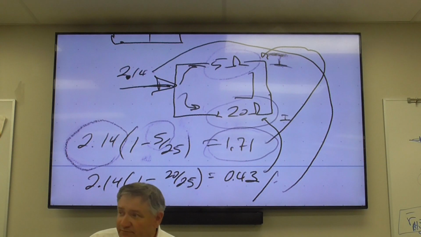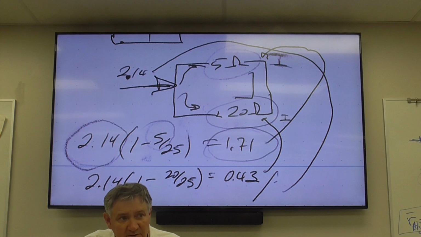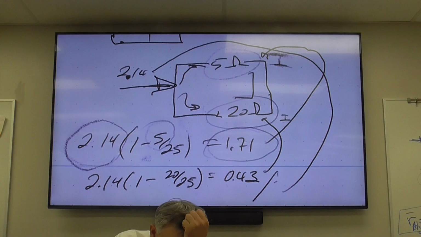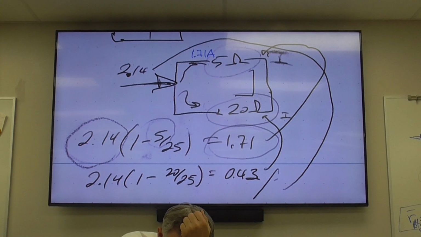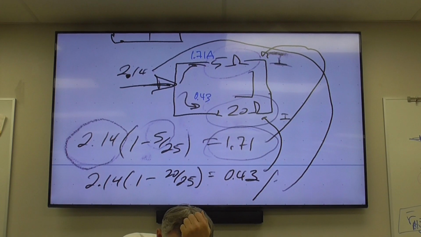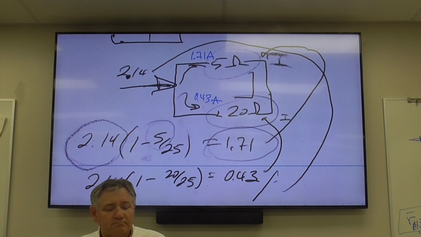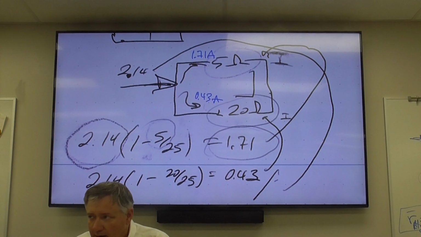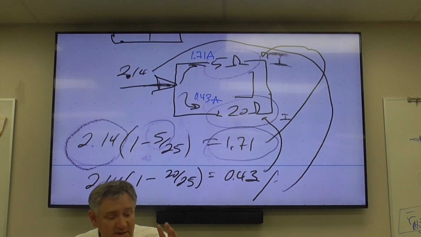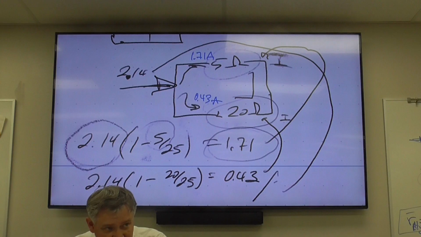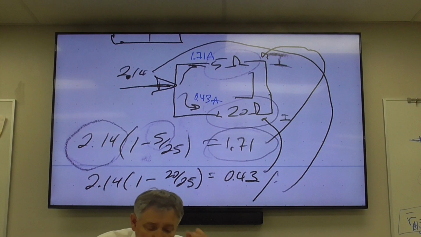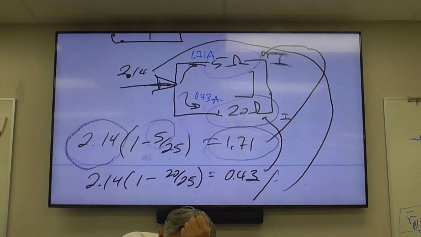Now, we still haven't settled the voltage issue. So to settle the voltage issue, here's what I know. Going into the 5 ohm, I have 1.71 amps, and I have 0.43 amps going into the 20. How could I find my voltage using those numbers? Multiply them. If I know what my amperage is, and I know what my resistance is, all I have to do is multiply them together. So, somebody take 1.71 times 5.